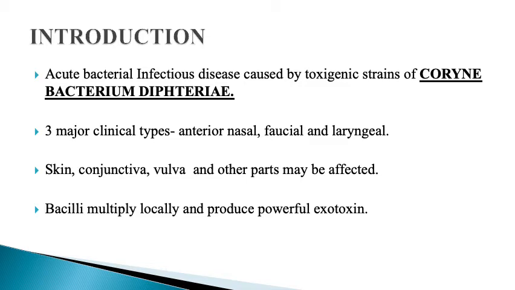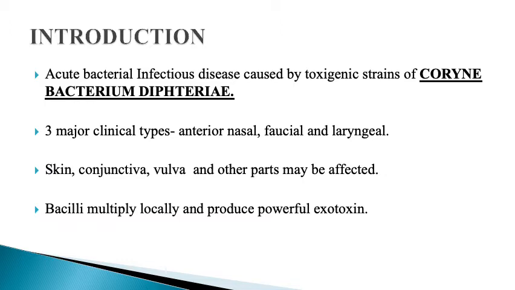Diphtheria is an acute bacterial infectious disease which is caused by toxigenic strains of Corynebacterium diphtheriae. Three major clinical types have been described: anterior nasal, faucial, and laryngeal. Skin, conjunctiva, vulva, and other parts may also be affected.